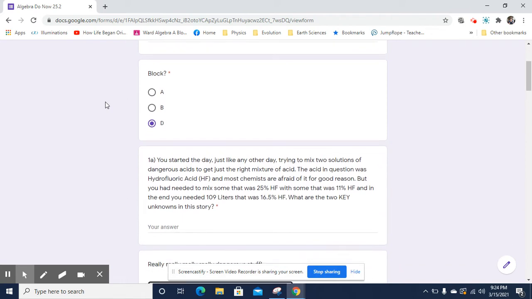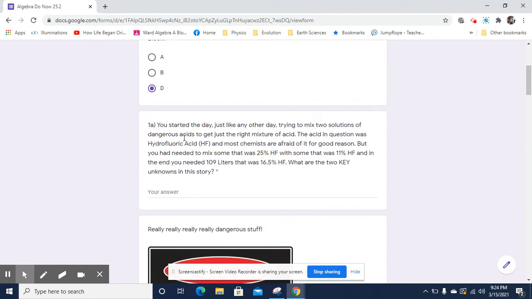And you started the day just like any other day, trying to mix two solutions of dangerous acids to get just the right mixture of acid. The acid in question is hydrofluoric acid, and I promise you most chemists are afraid of it for good reason. It's quite lethal, quite dangerous, and really hard to contain. It cuts through glass. So that's all right.